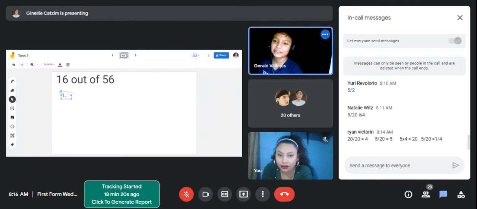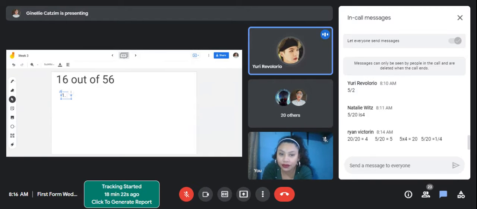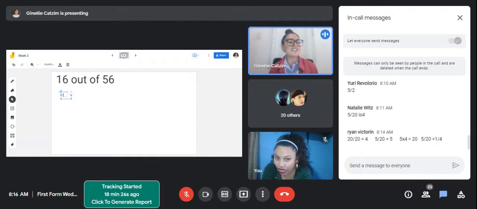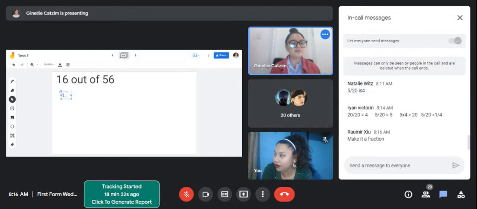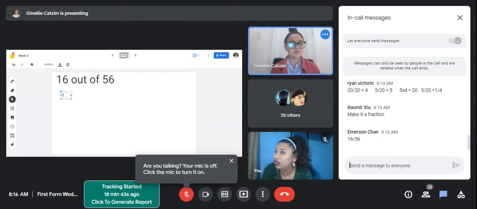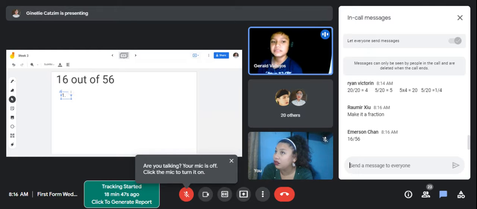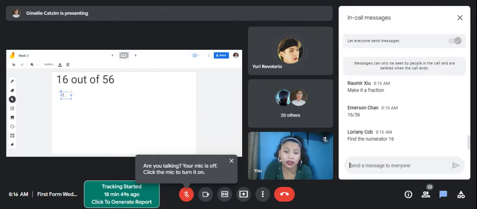16 over 56 as a fraction. Yes, Gerald, but we are going too fast. Let's go step by step. What is the first thing that we need to do? Make it a fraction. Yes, but how will we make this a fraction? What would be the numerator? The numerator will be 16 and the denominator will be 56.